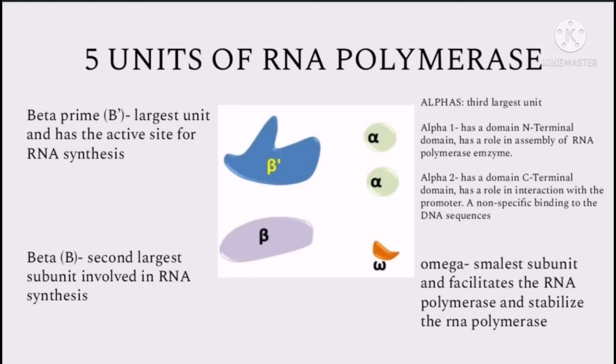Site for RNA synthesis. Next is beta, with the symbol B. It is the second largest subunit involved in RNA synthesis. Next is alpha, the third largest unit. Under alpha, there is alpha 1, which has an N-terminal domain that has a role in assembly of the RNA polymerase enzyme. Then alpha 2 has a C-terminal domain that has a role in interaction with the promoter, a non-specific binding to the DNA sequence. And the last unit is the omega. It is the smallest subunit and facilitates and stabilizes the RNA polymerase.